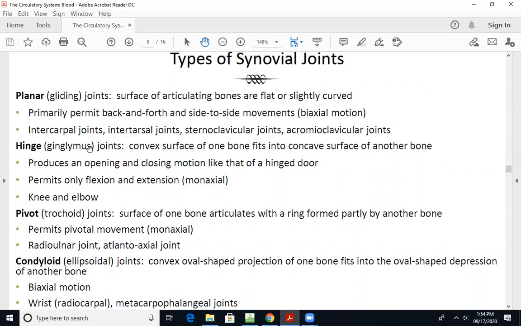Hinge or ginglymus joint is where the convex surface of one bone fits into the concave surface of another, which produces an opening and closing motion like that of a hinged door. Hinge joints, you're going to need to know. They only permit flexion and extension, which is monaxial, one axis. Mono means one. And we have the knee and the elbow as examples of hinge joints.